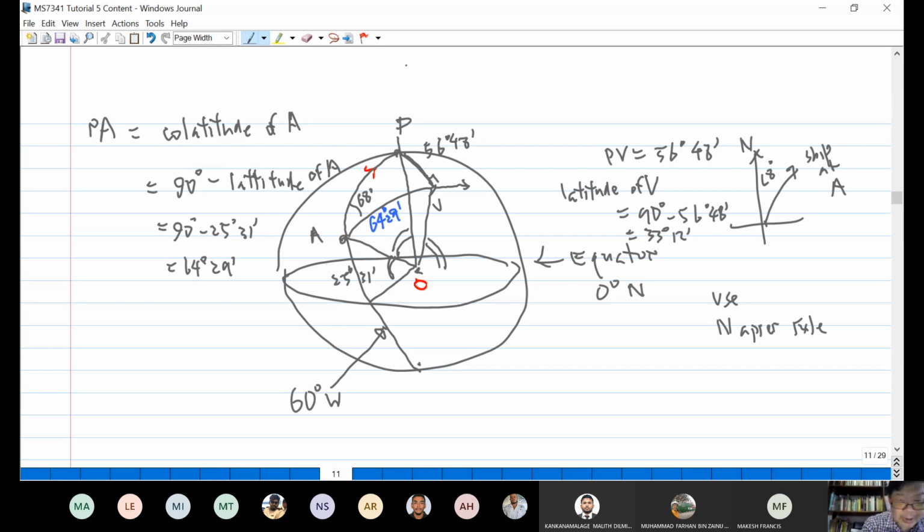Okay, so that means that this angle here is, we find out that it's actually 33 degrees 12 minutes, right? Because this basically tells you 56 degrees 48 minutes. So you know PA, you know PB now, the angle is 56 degrees 48 minutes. Therefore, the opposite, the latitude is 33 degrees 12 minutes co-latitude. And so we know the latitude of V now.